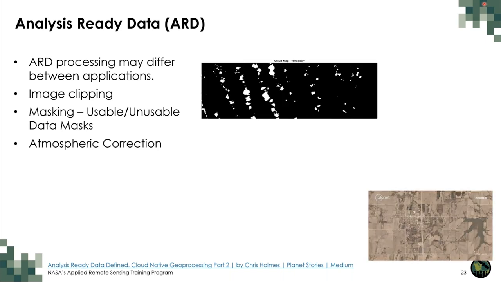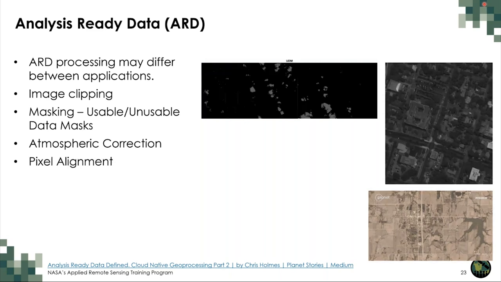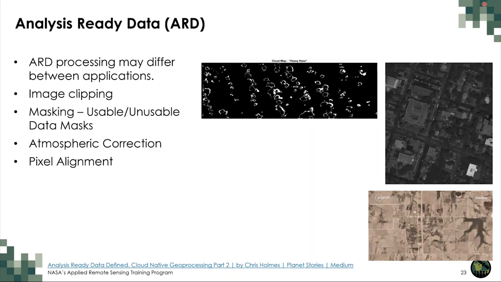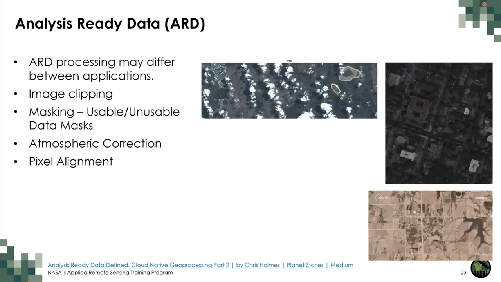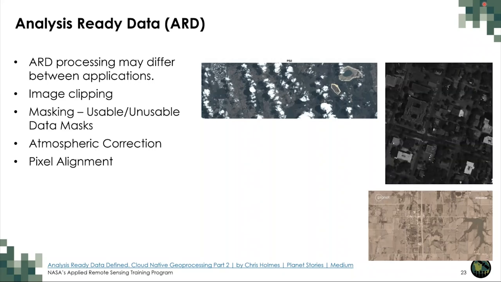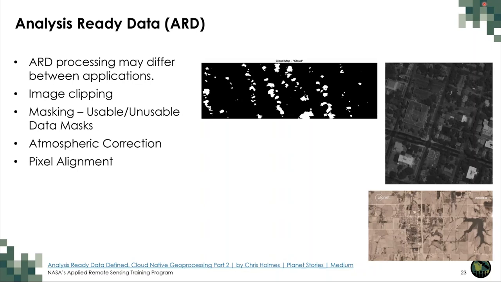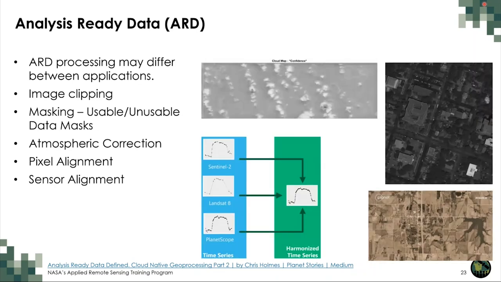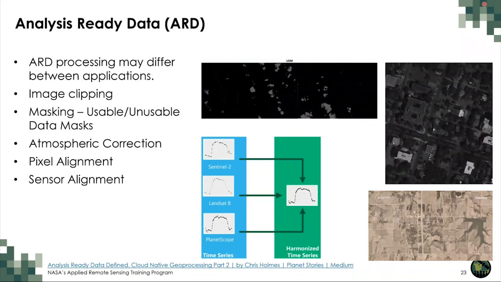Sometimes atmospheric correction is done, so the effect of the atmosphere is eliminated. We have to do the pixel alignment because we don't want to detect changes in time series data because the pixels are misaligned. And the pixels are misaligned, depending on the system, by a couple of meters or pixels. And this is a factor that we have to correct before doing the processing. And we have to do the sensor alignment or sensor harmonization.